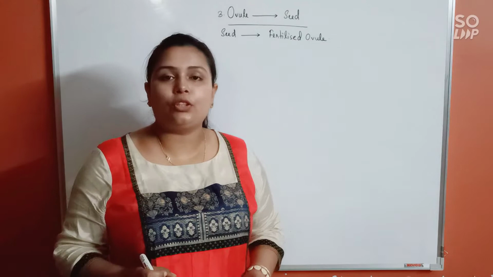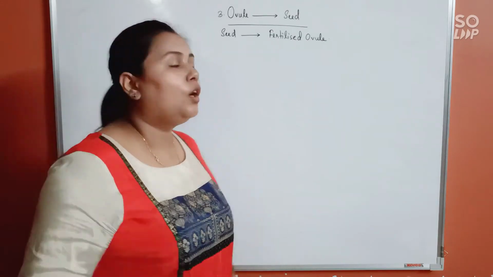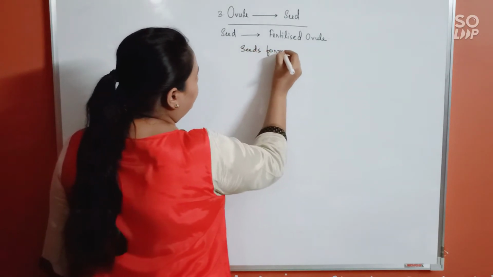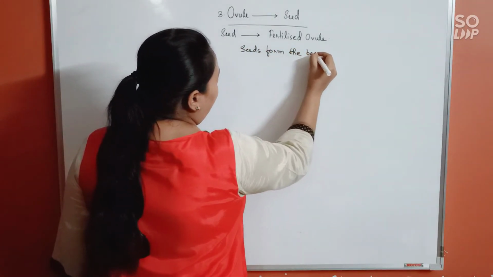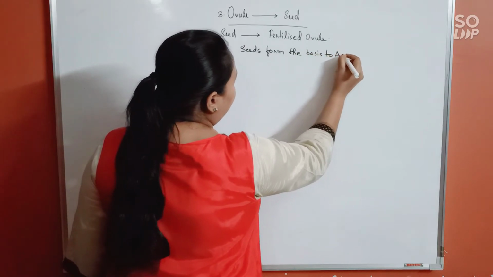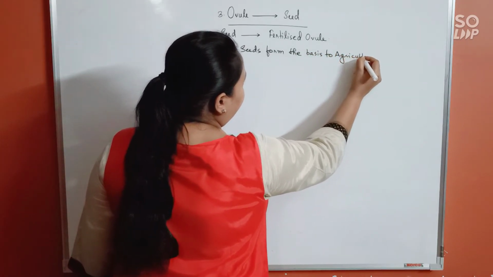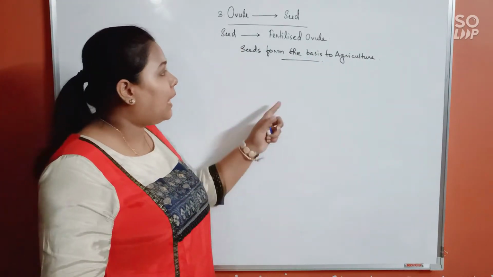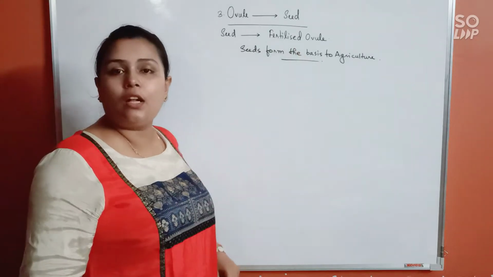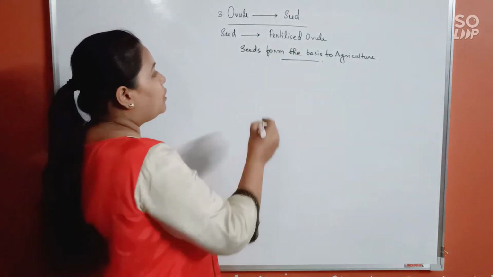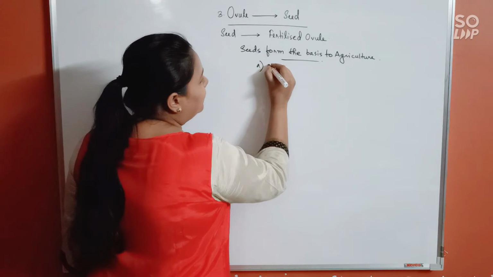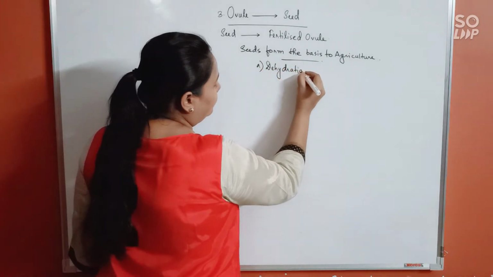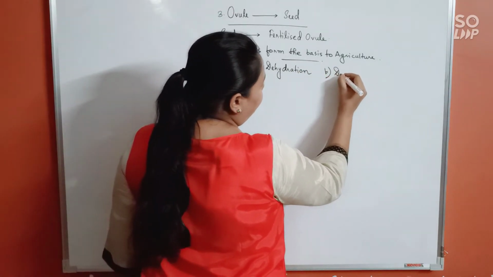Now, a very important fact regarding the seeds. We say that seeds form the basis to agriculture, isn't it? Now, which property of the seeds would allow them to act as a basis to agriculture? There are these two properties which are very helpful, that is dehydration and dormancy.